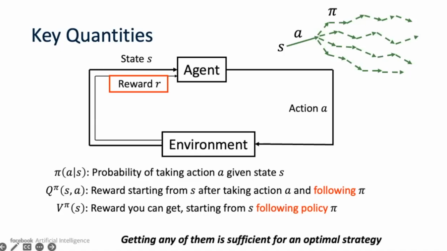So then given these 2, you actually have 2 different methods, right? If you optimize the policy, it will give you a policy-based approach.